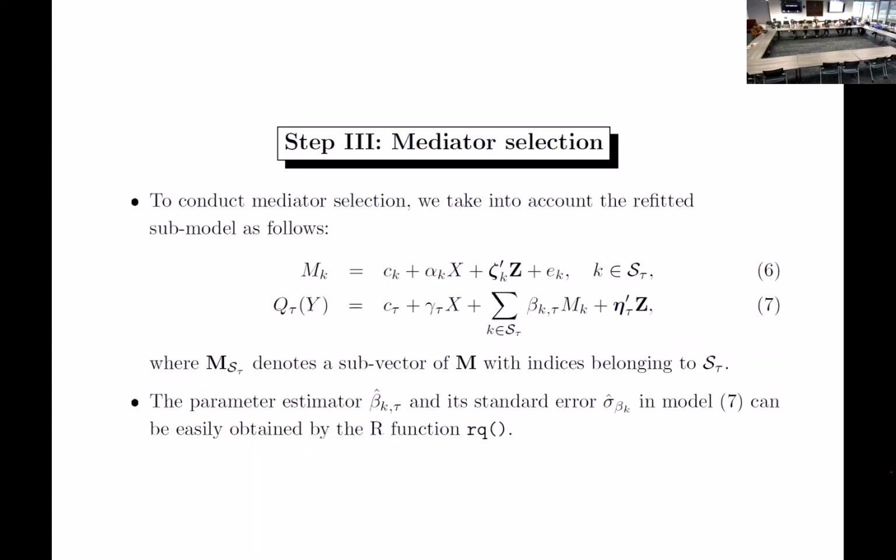The third step is inference. Step 2 can tell us which coefficients are zero and which are not, but we cannot do inference, so it cannot provide an accurate estimate. So in step 3, we first refit the submodel. We take all the non-zero mediators from step 2 and refit them, this time with a regular quantile regression model. S tau is the subset remaining after step 2. Then we can get the parameter estimates for beta and the standard errors in this model 7, which can easily be done by quantile regression.